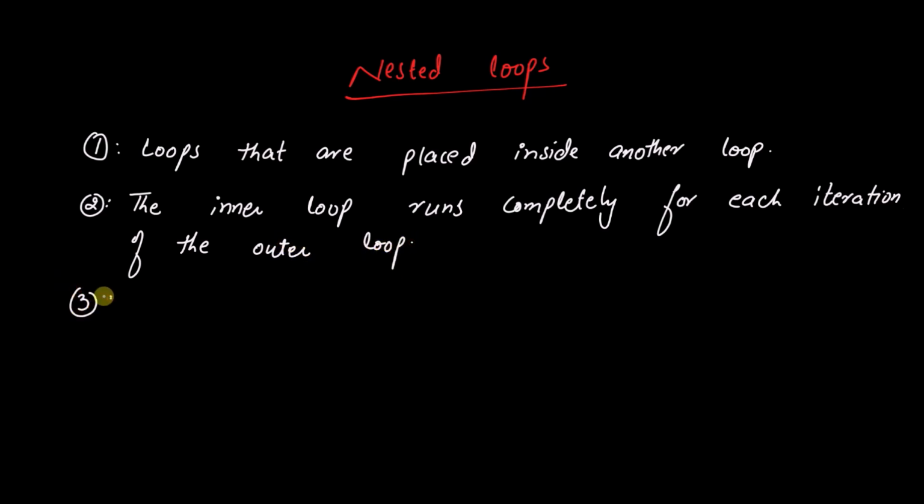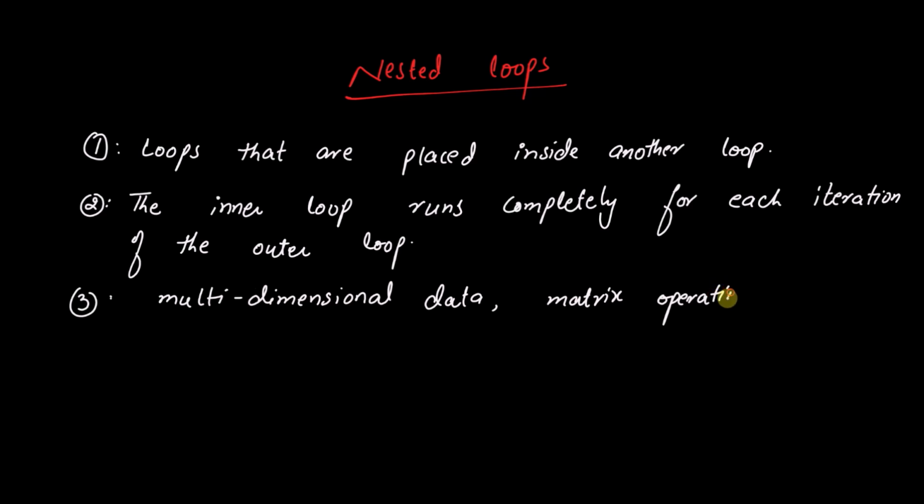And number three, nested loops are useful for handling multiple things that include multi-dimensional data, matrix operations, and pattern generation. For nested loops, we have both loops included, the for loop and the while loop. So let's see the syntax of both loops.